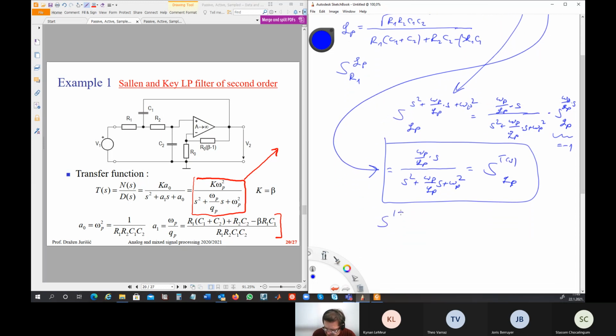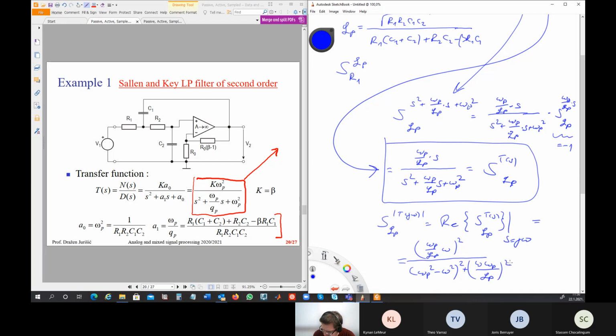Now, we also say that S absolute T of J omega, not T of S, but absolute, to QP is equal to real part of ST of S to QP when S is equal to J omega. So you can try to calculate it, and you will find that this is equal to, I will write it here. This is equal to omega P over QP times omega square, omega P square minus omega square plus omega P over QP square. So this is this sensitivity.